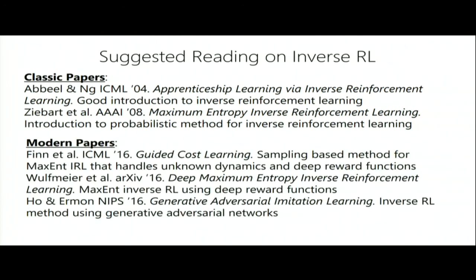Some more recent papers, these are all the ones that I covered in this lecture. The guided cost learning, that's the paper with the robot. Wulfmeier et al., this is the paper that I covered before the break that used deep neural network reward functions with tabular state spaces. And Ho and Ermon, this is the paper on generative adversarial imitation learning that doesn't directly get a reward function, but just directly learns the classifier. So if you want to learn more, check these out.